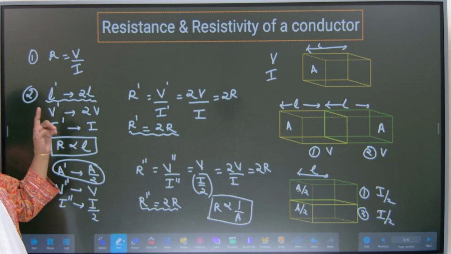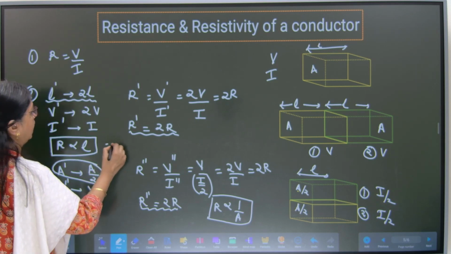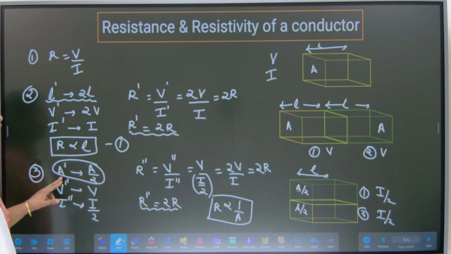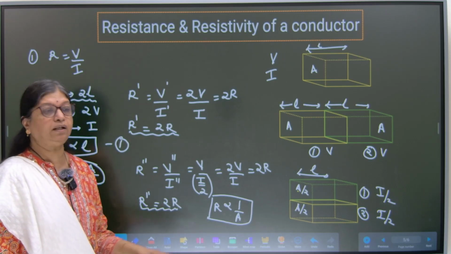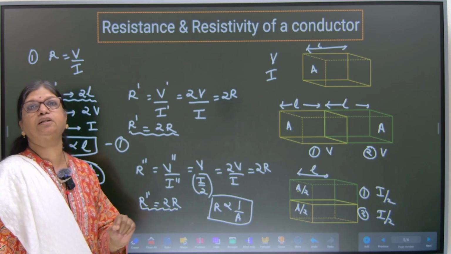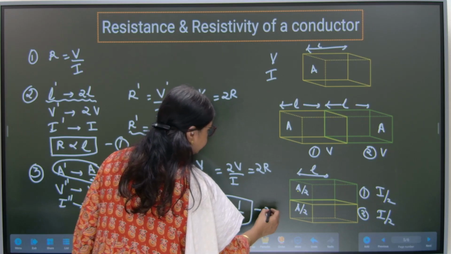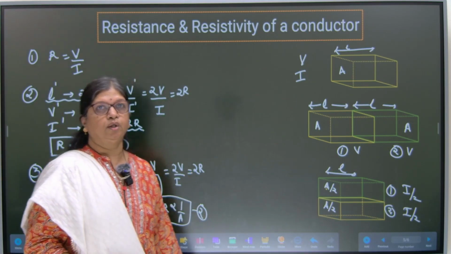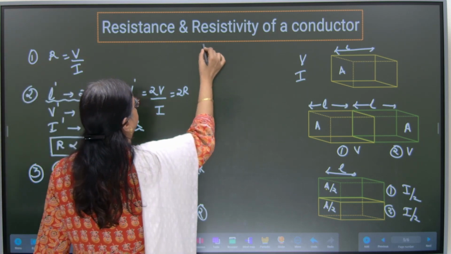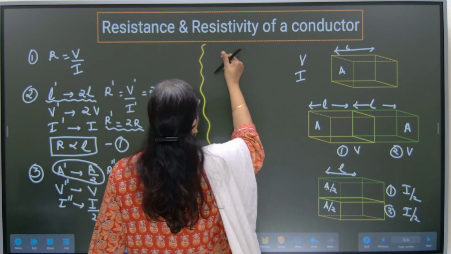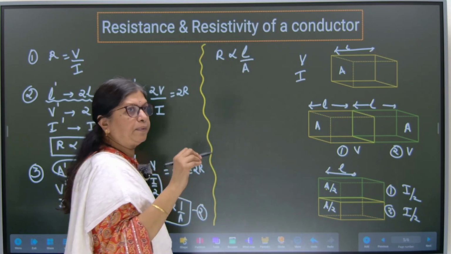Okay? In the case 2, resistance is directly proportional to the length. That is, say, proportionality number 1. When the area of the cross section is halved, the resistance is doubled. What is the conclusion? That resistance is inversely proportional to the area. Fine. Let us consider this as equation number 2. So now combining the proportionalities 1 and 2, we get resistance directly proportional to the length, inversely proportional to A. That is R directly proportional to L upon A.